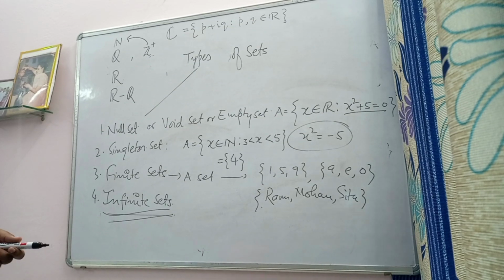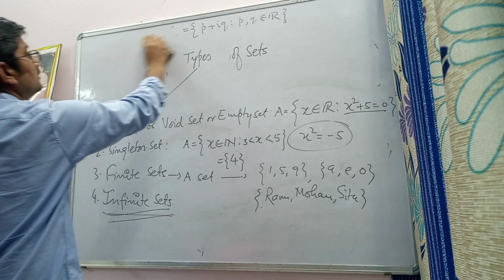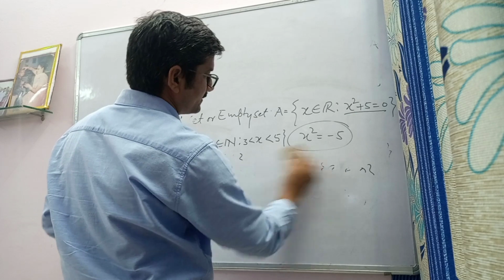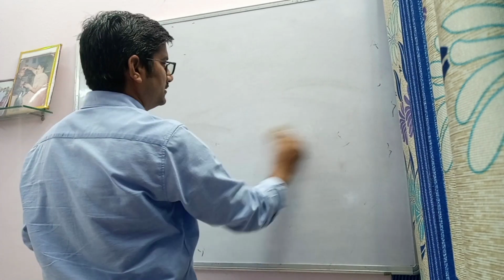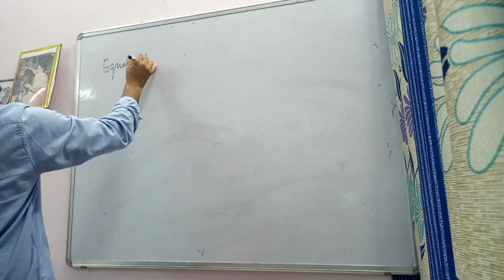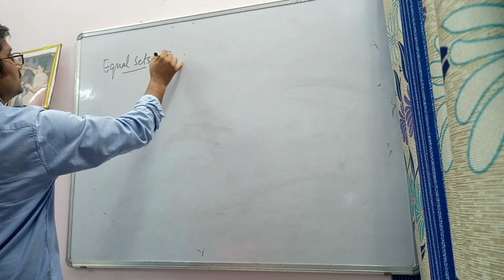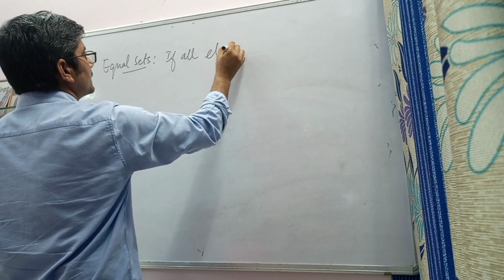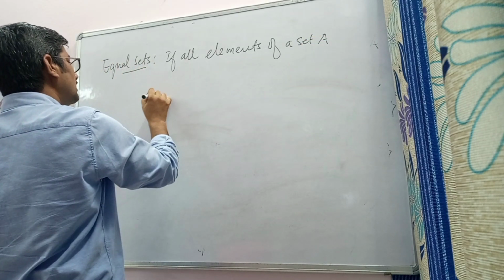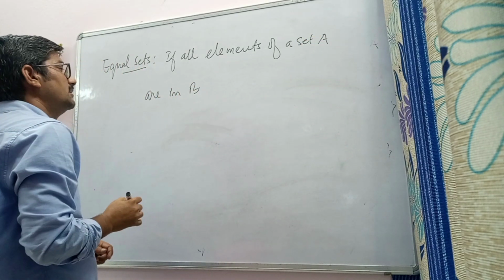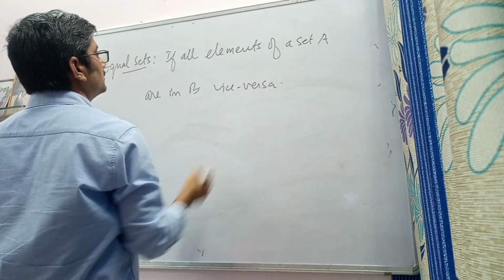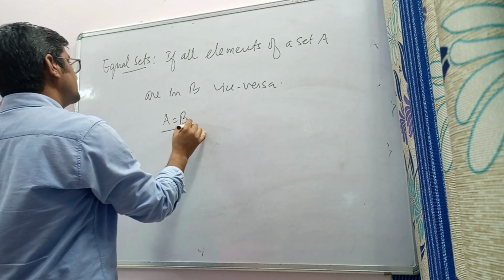So next we will discuss equal sets. Two sets are said to be equal sets if all elements of a set A are in B and all the elements of B are in A, meaning vice versa. Then they are said to be equal sets.